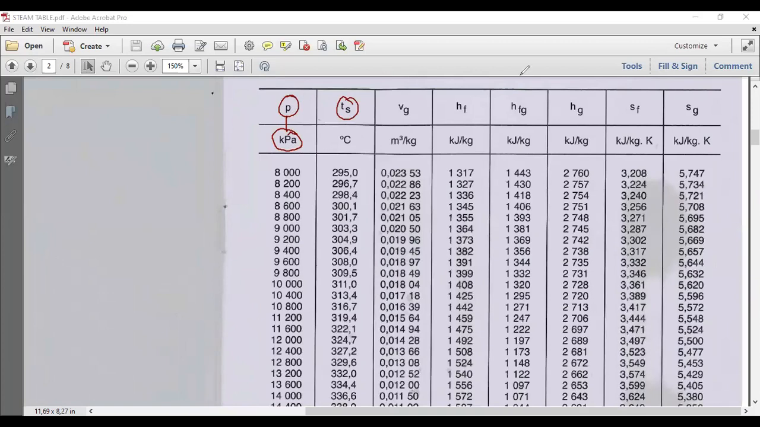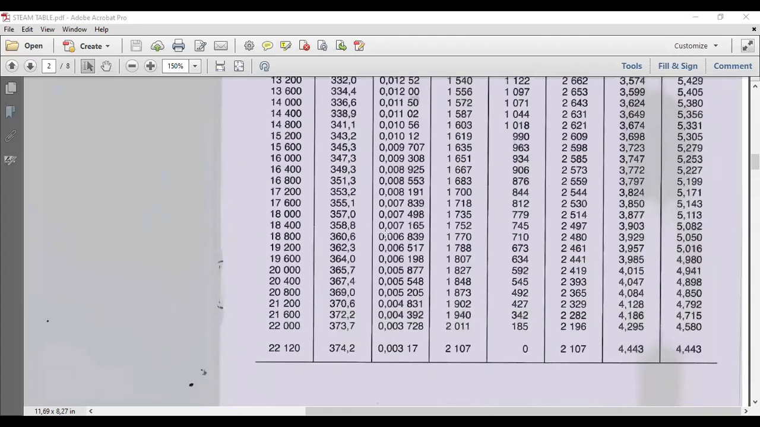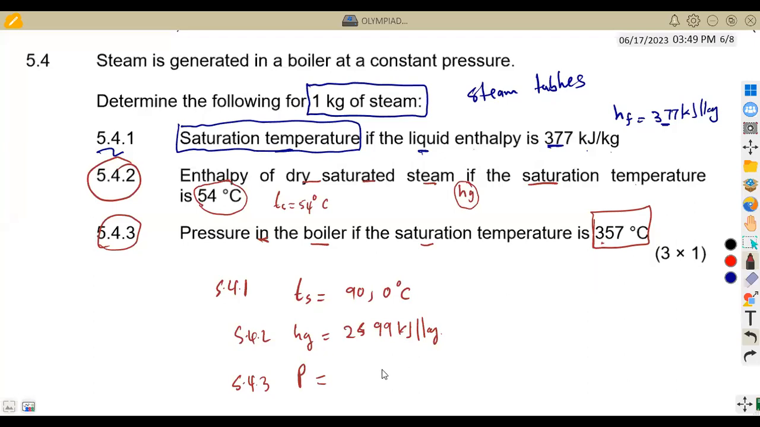So we are going to 357 on temperature. That's here at this point, 357 degrees Celsius, and the corresponding pressure is 18,000. The units, we saw, are kilopascals. So this is how you answer this type of question. Our pressure is going to be 18,000, measured in kilopascals.